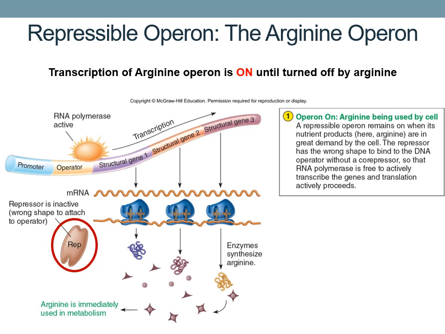The arginine operon is a repressible operon, the opposite of the inducible operon. The cell is constantly making the amino acid arginine because it is constantly making proteins that require that amino acid. So the arginine operon is always on until it's turned off by the product. This figure shows the repressor, circled in red, off of the operator, and RNA polymerase is free to transcribe the genes that are needed to make arginine.